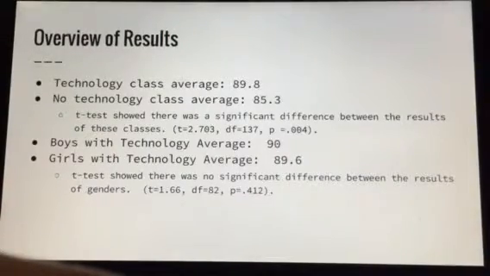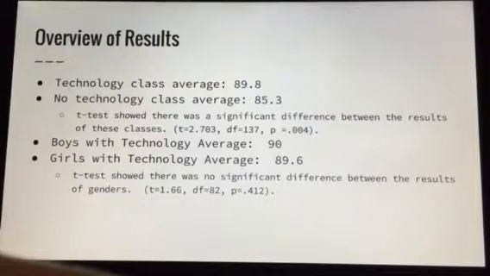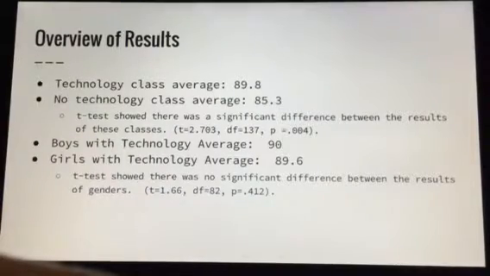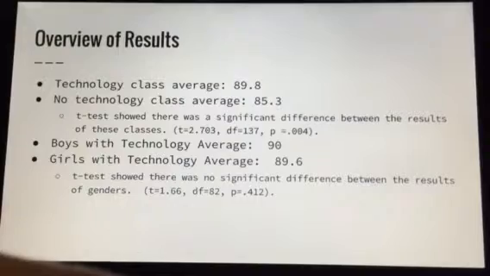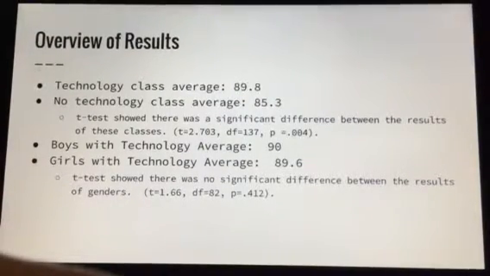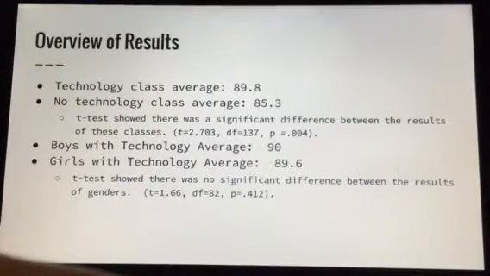And again, some more of those results with their two averages and the t-test showing that there was a significant difference. And then the boys versus girls to show the gender difference. The boys had an average of 90, while girls who used technology had an average of 89.6. So those were almost identical, and the t-test revealed that there was no significant difference between the results of genders.